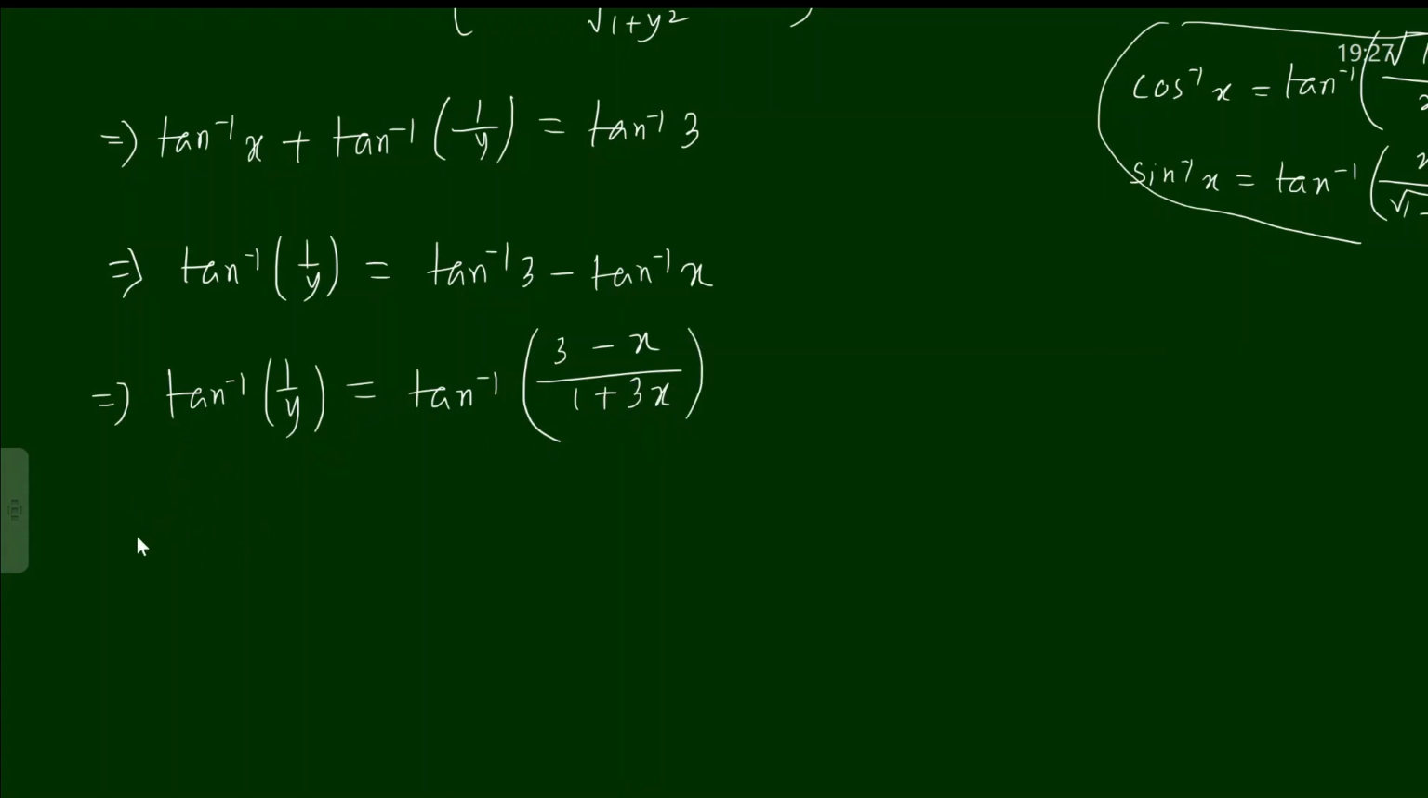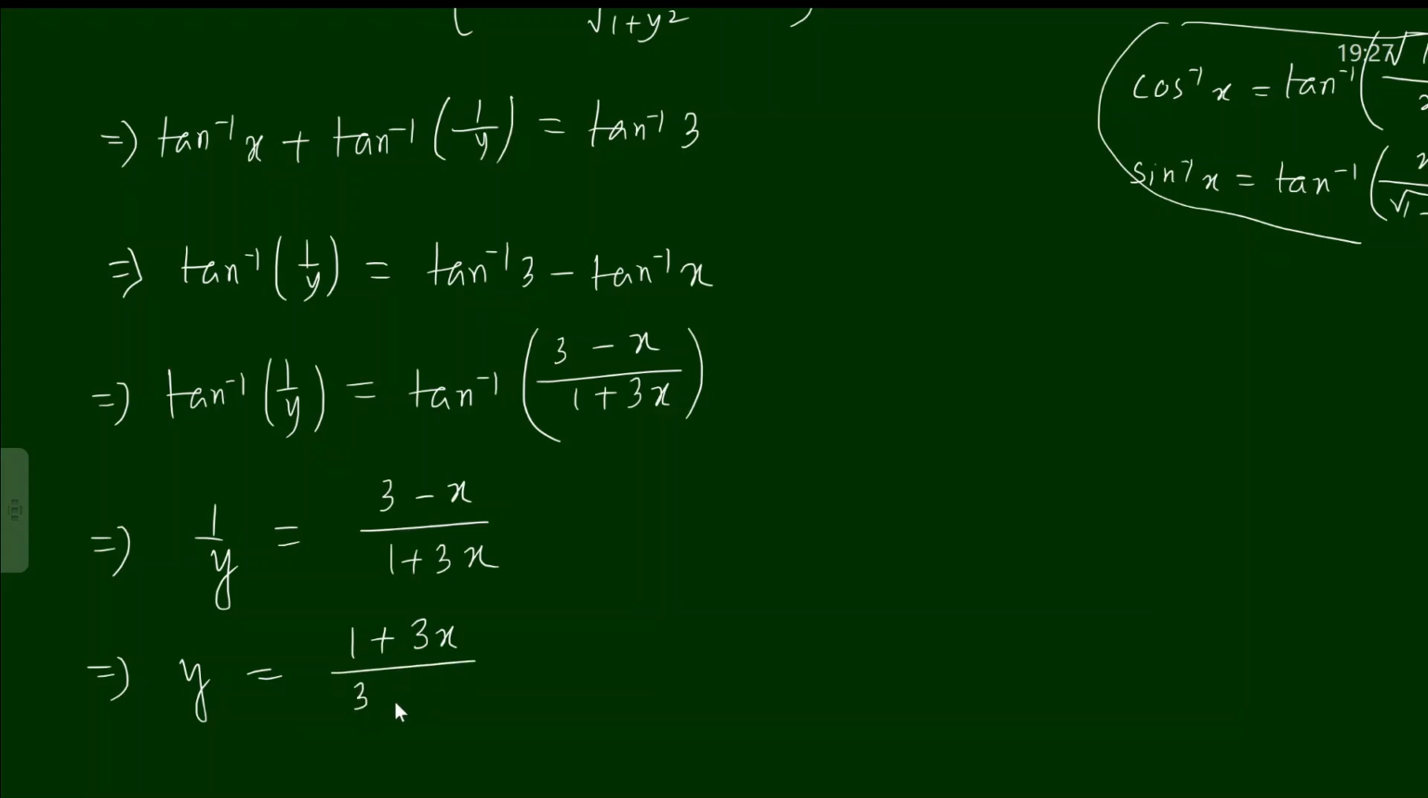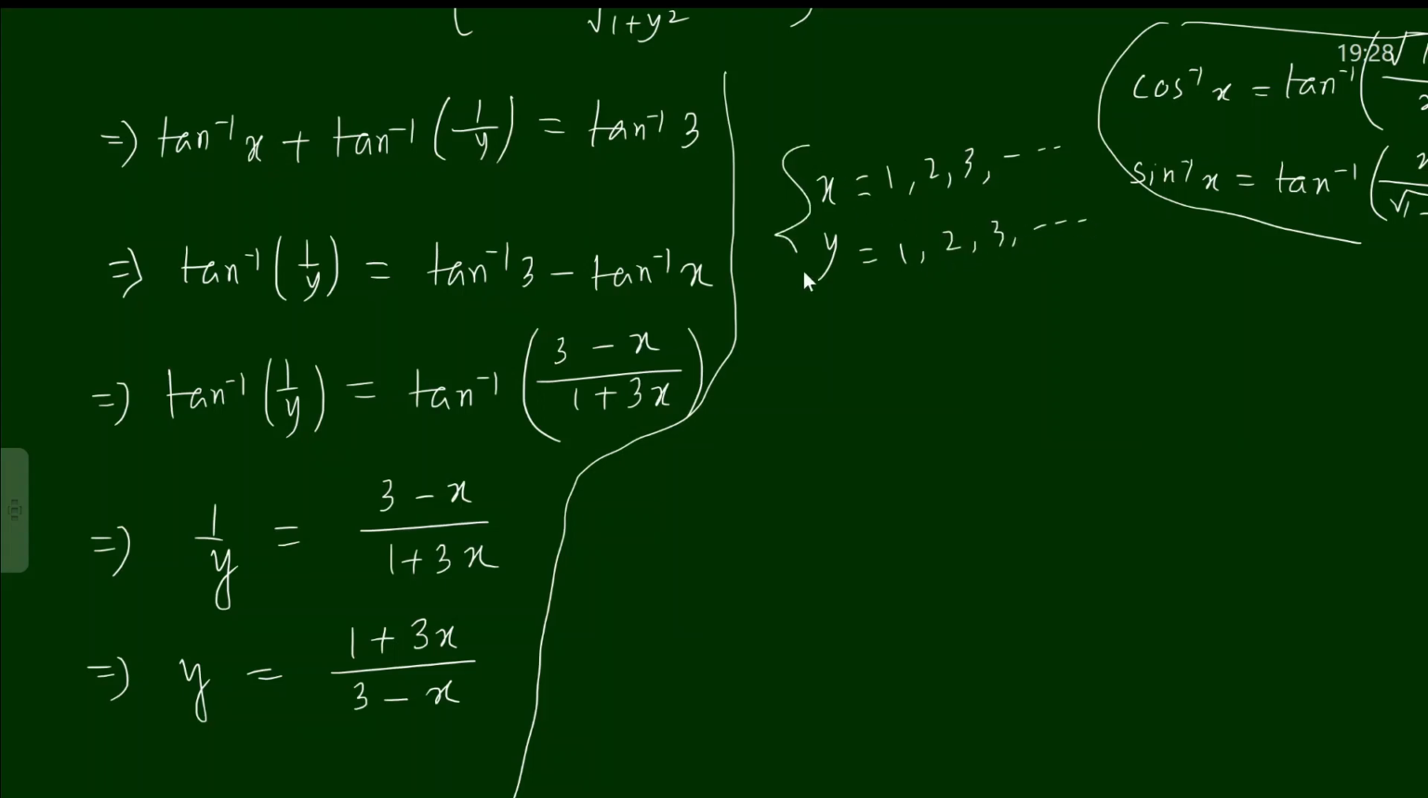So eliminating tan inverse from both sides, we will have only 1 by y. This is equal to 3 minus x divided by 1 plus 3x. So what about y? So y is equal to simply 1 plus 3x divided by 3 minus x. Now we are asked to find the positive integral solution. Positive integral solution, the values of x and values of y. This should take 1, 2, 3, 4, etc. And this should also take 1, 2, 3, 4, etc. Positive integral solution. So the question was, how many positive integral solutions of this equation will we have?